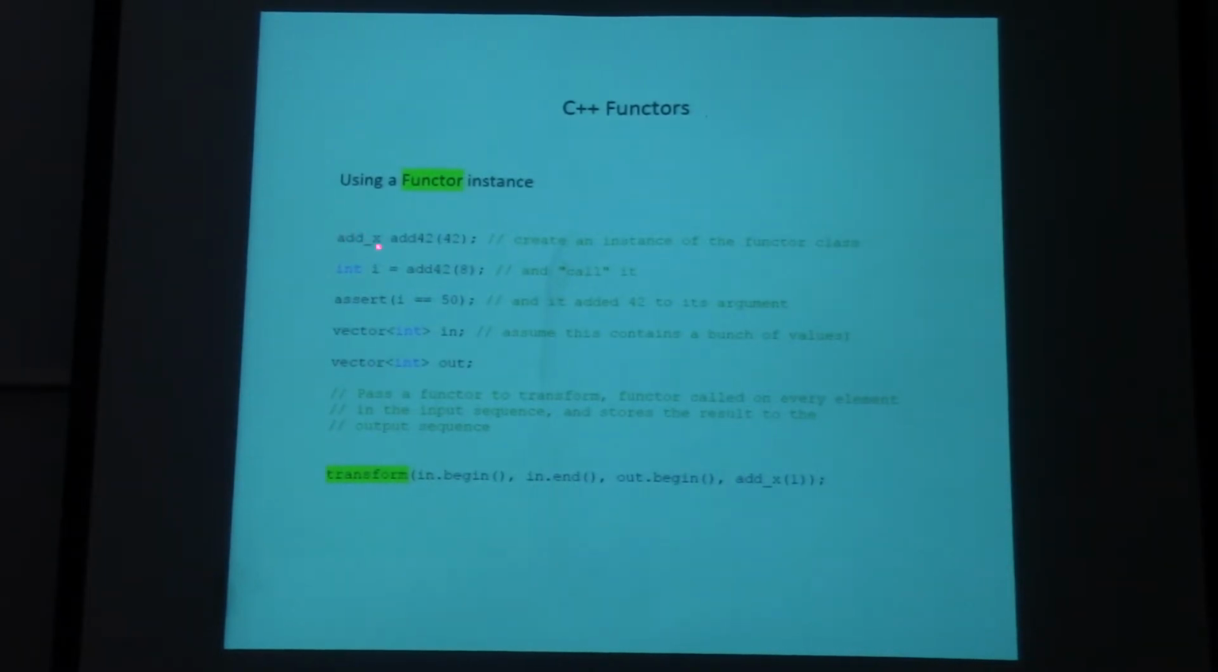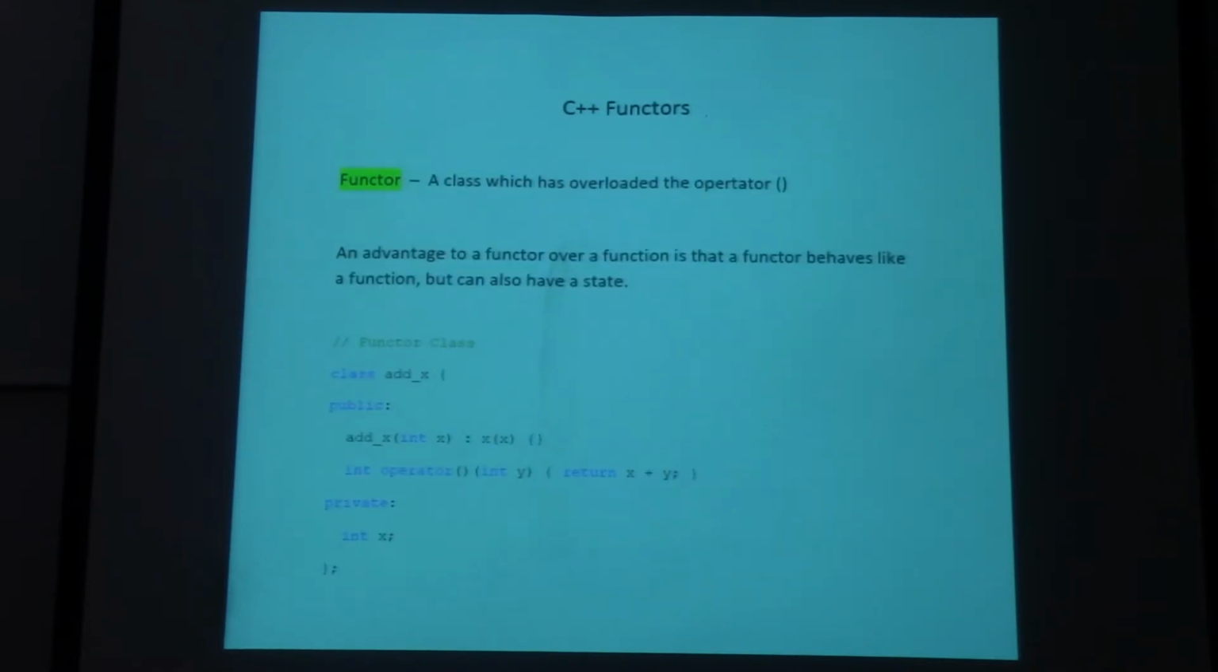Okay, so if you look at this, notice that I have addX. So addX is a type, right? It's a class. Add42 is what? It's an object. What's 42? Where's 42 going? It's going to here. So as soon as 42 goes in, it gets set to the x value.